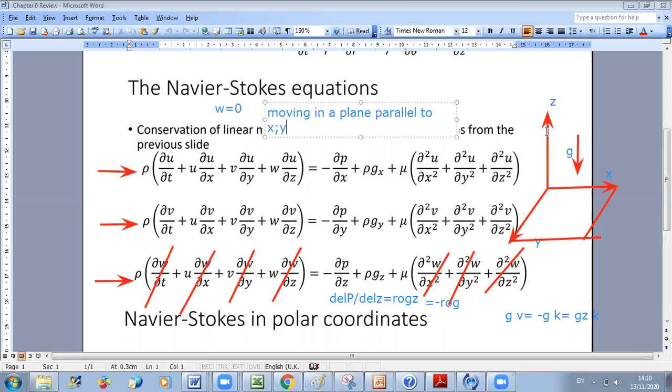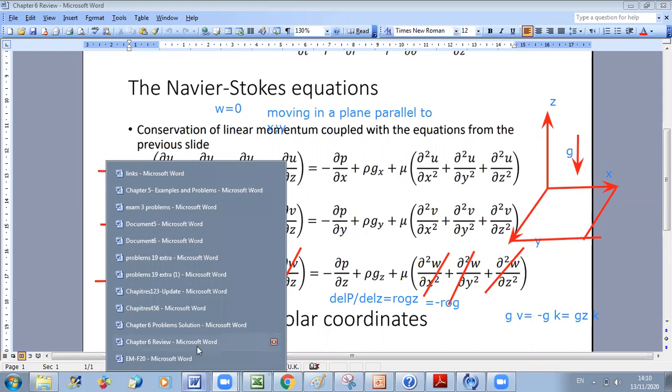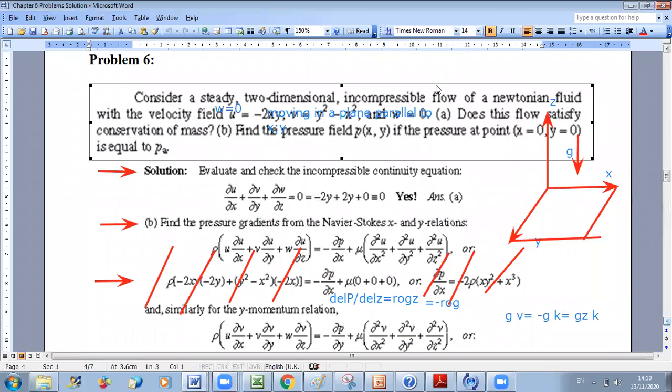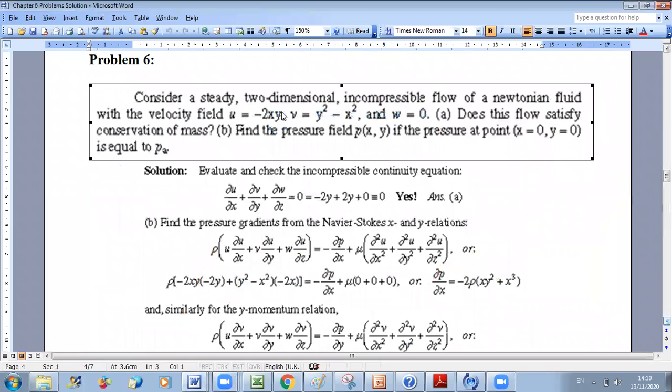Now, second step, I want to apply the x and y relations. To be able to apply them, I should go to my given and see what u and v are. So let me go back here. u is minus 2xy, and v is y squared minus x squared. So I will take these relations and try to apply them.